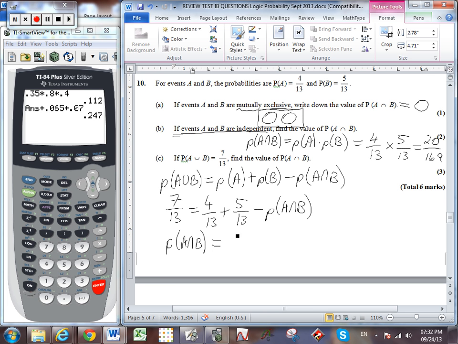And 4 plus 5, that's 9/13. And I'll bring this 7/13 over to the right-hand side where it becomes negative. And I discover that my probability of both happening is 2 over 13.